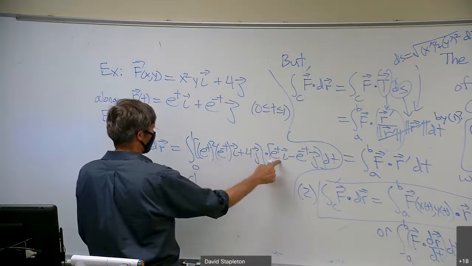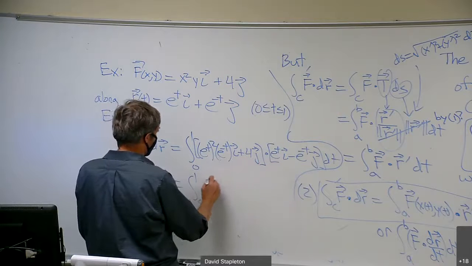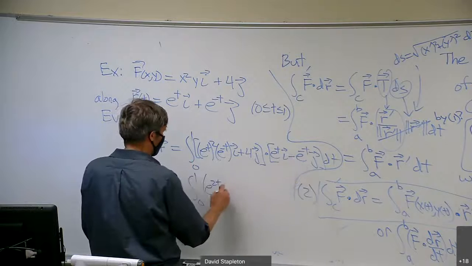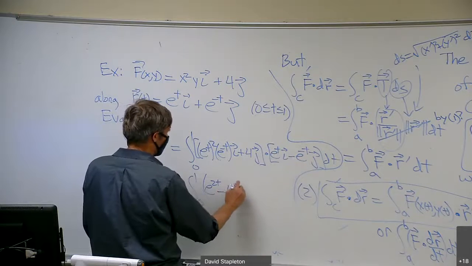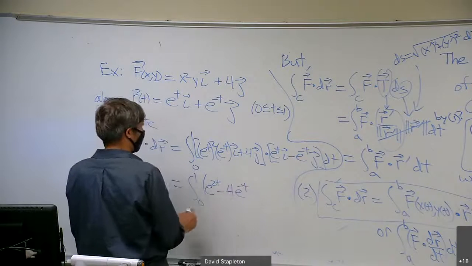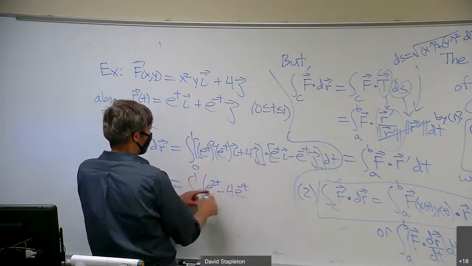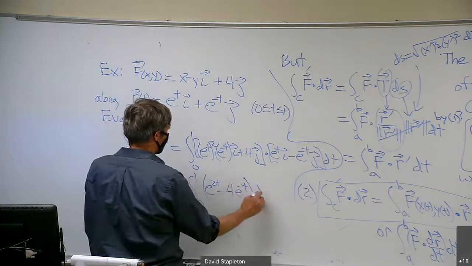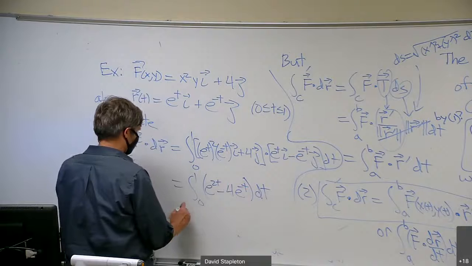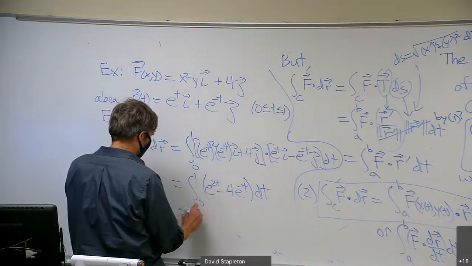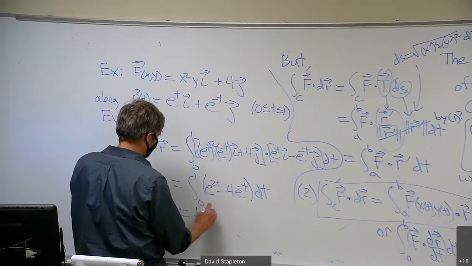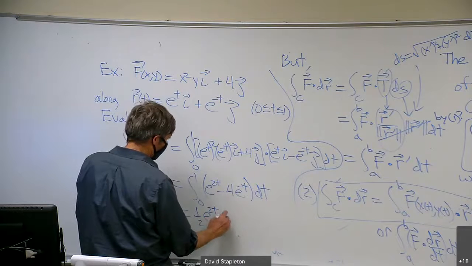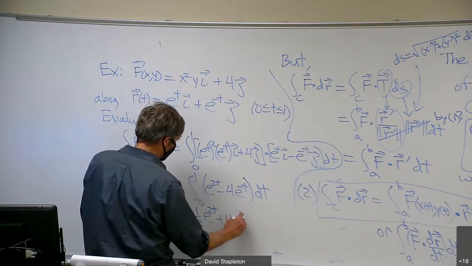First component times first is e to the t times e to the t, which is e to the 2t. Plus second times second, minus 4e to the minus t. So first times first gives this, second times second gives that. That's not so bad, right? The integral of e to the 2t is 1/2 e to the 2t. The integral of e to the minus t is minus e to the minus t, so plus 4e to the minus t.